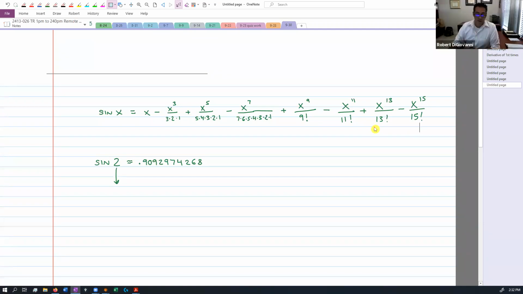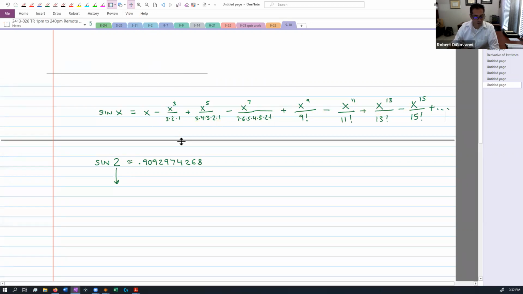All right. This goes on forever. It's called an infinite series. And there's a series also for cosine. And for pretty much every function that you'll ever deal with in your life, there's an infinite series that goes with it. You learn this in Cal 2.